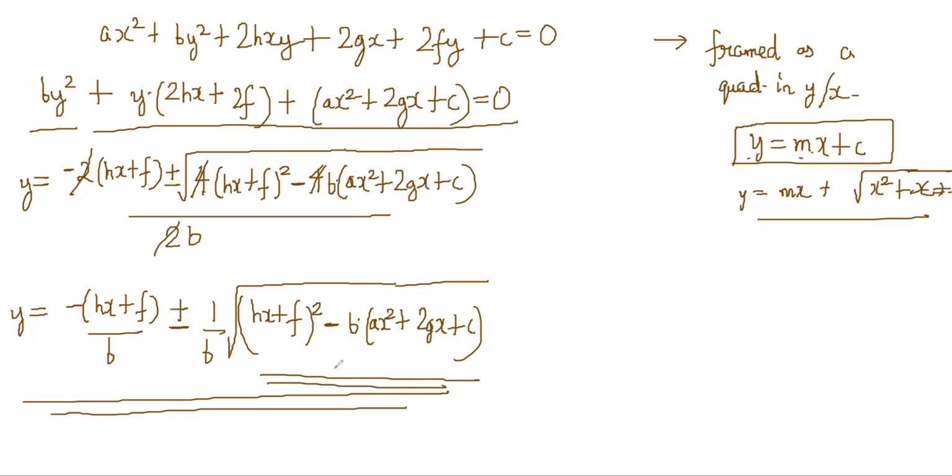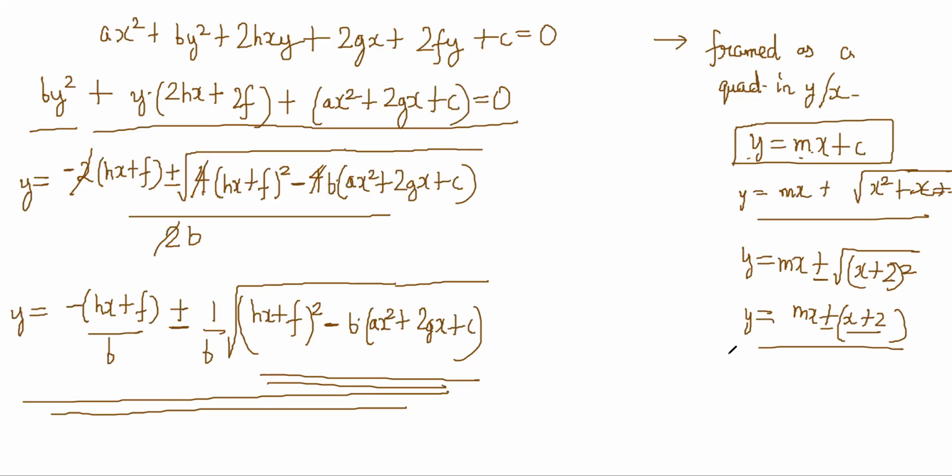So what special thing can happen here? One nice thing could have happened like this. See, if it was like this, x plus 2 whole square, suppose, then it would have come out and become linear, no? Then it is a straight line. If the thing inside the quadratic is a perfect square, then it is a linear expression in y and x, which will become a straight line equation.